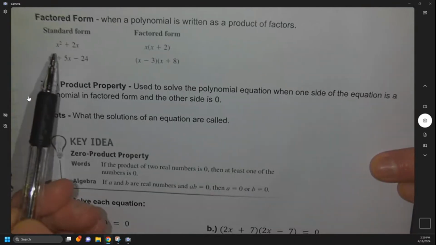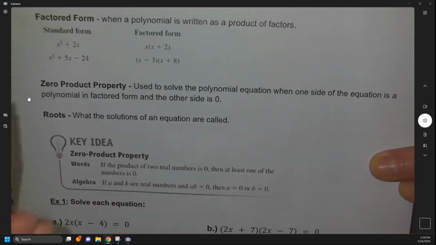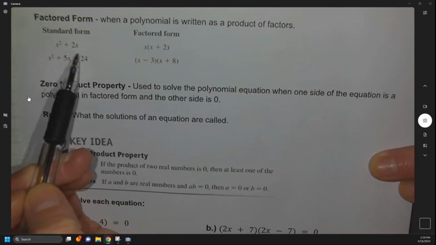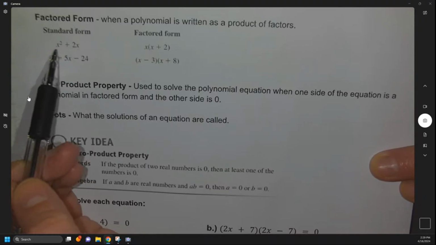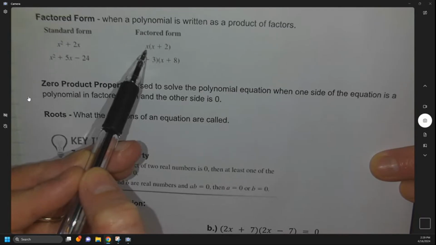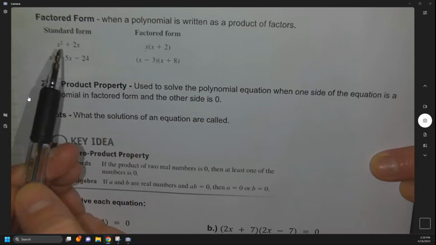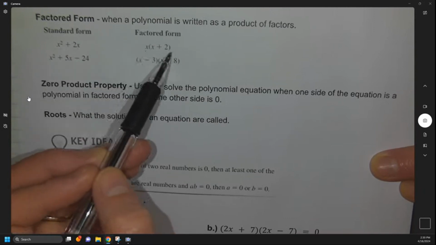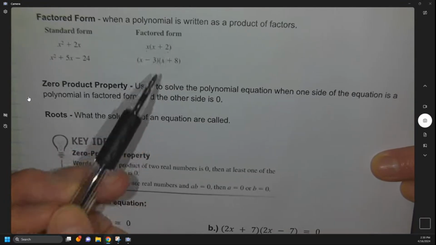So for example, we've got x squared plus 2x, and we look at those two terms and we say, what is the greatest common factor of x squared plus 2x? Well, they both have an x, so I take that common factor and I pull it outside the parentheses. What's left? x squared divided by x is plain old x. 2x divided by x is just 2. So the factored form would be x times (x plus 2).